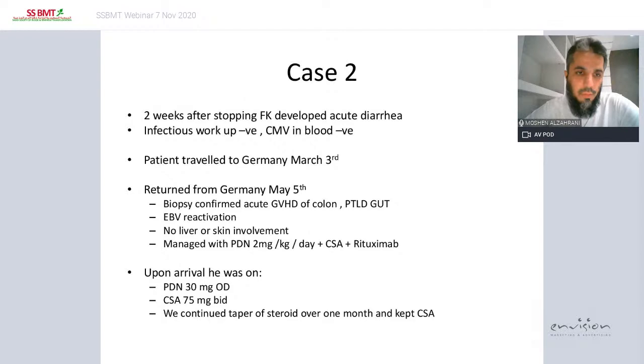Then after 2 months, he returned to us, and upon arrival, he was on tapering doses of prednisone plus cyclosporine 75 milligram BID. So he was asymptomatic. We continued tapering his steroid and kept the cyclosporine.